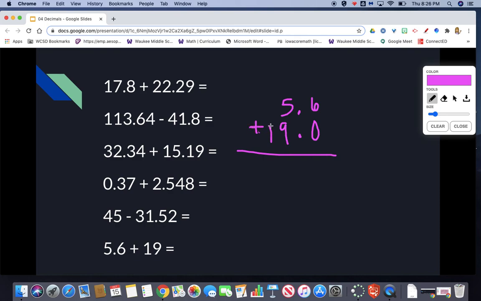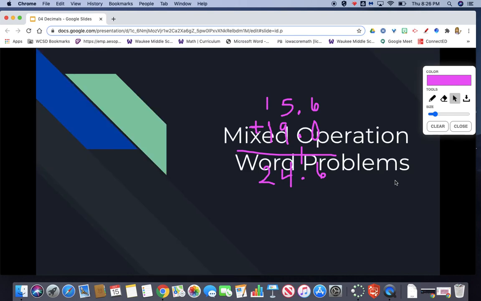Now I can start adding. 6 plus 0 is 6. Drop the decimal into our answer. 9 plus 5 is 14. Drop the 4, carry the 1. 1 plus 1 is 2. 24 and 6/10.